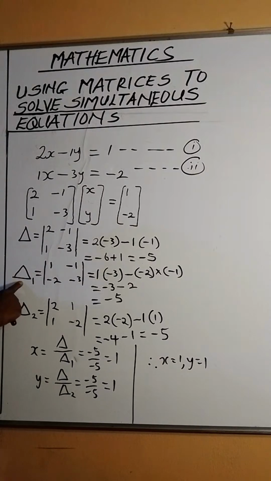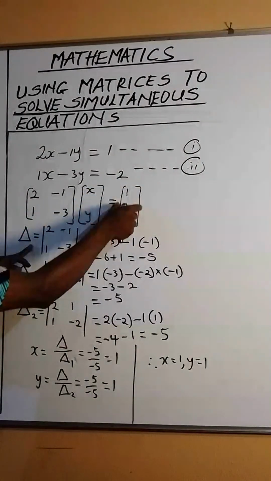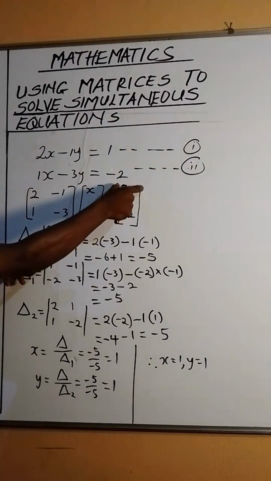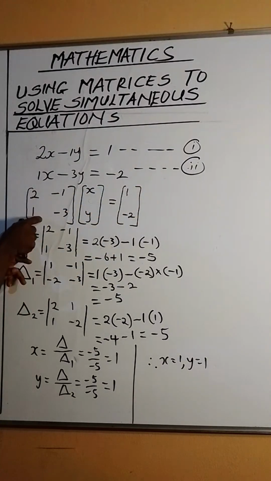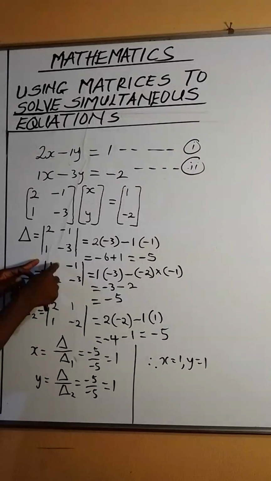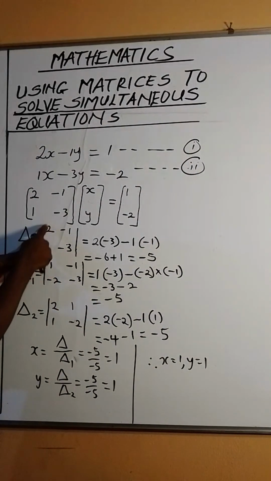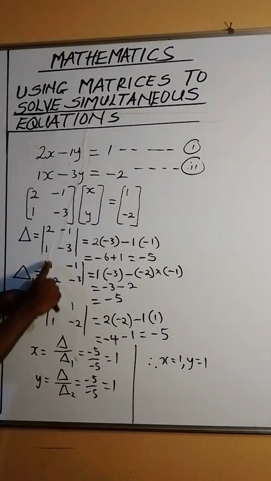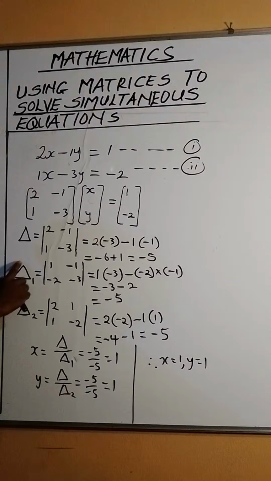Then for delta 1, use the constants to replace the first column. That is for delta 1. That's what we're going to have here. So instead of having 2, 1 here, we now have 1 and minus 2. Look at it, 1 and minus 2 will be used to replace 2 and 1. That's what we are now going to use to find delta 1.